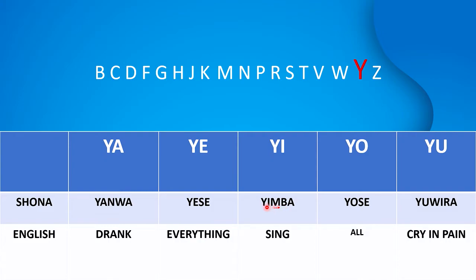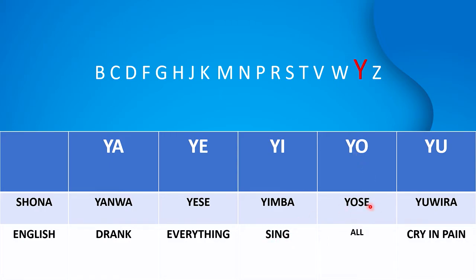Yi: Yimba. That's "sing" in English. It can also be said Imba without the Y, which also means sing, but here we're using a Y. It's Yimba, that's sing.